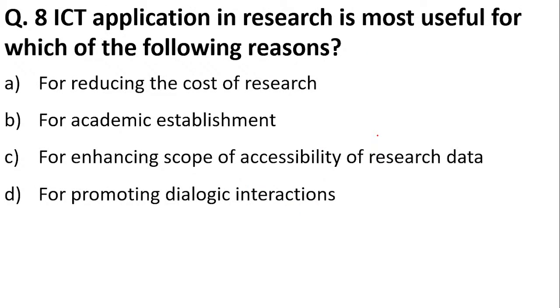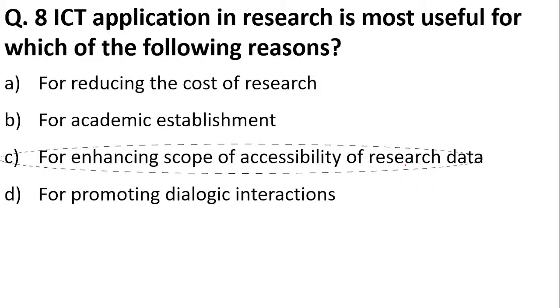ICT application in research is most useful for which of the following reasons? ICT is what? Information and communication technology. Is it for reducing the cost of research, for academic establishment, for enhancing the scope of accessibility of research data, or for promoting dialogic interactions? So ICT applications in research is used for enhancing the scope of accessibility of research data.